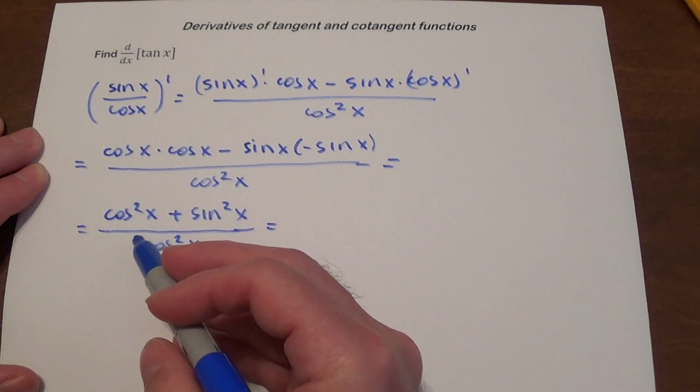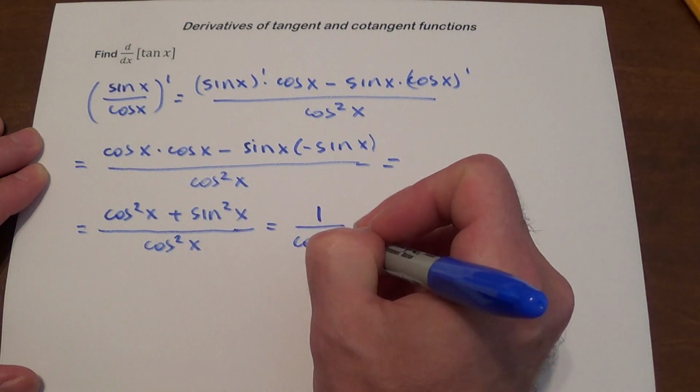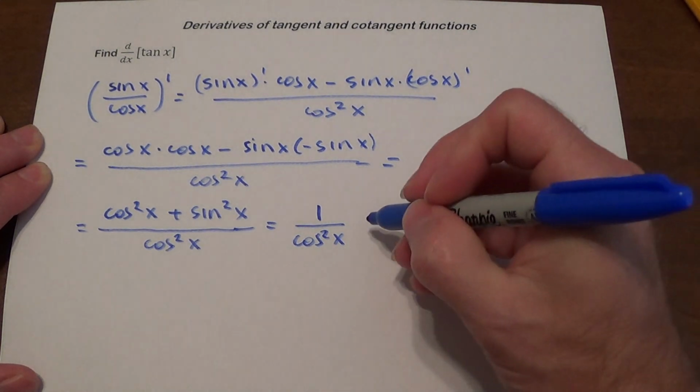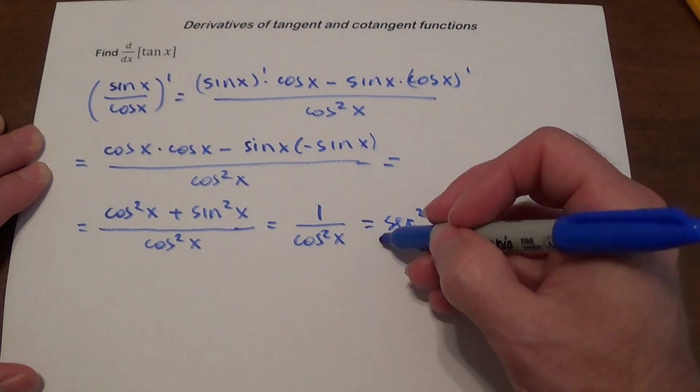You should know that cosine squared x plus sine squared x is 1, so it's 1 over cosine squared x. If you remember that 1 over cosine is secant, this is actually going to equal secant squared x, and we are done.